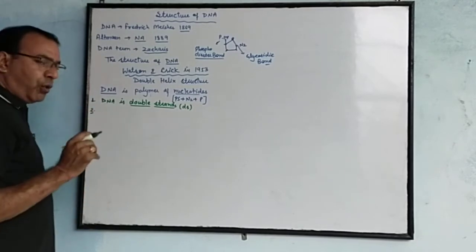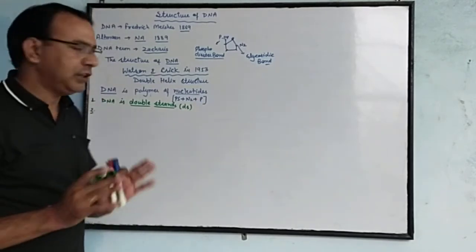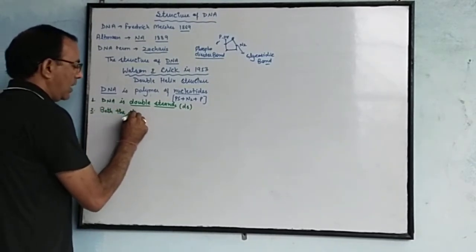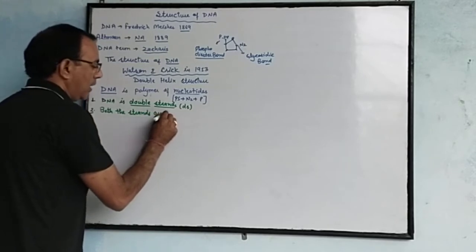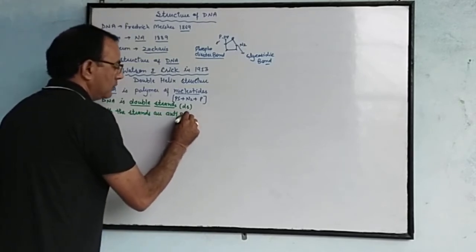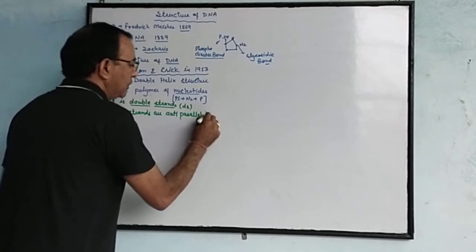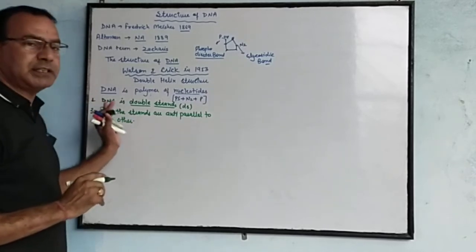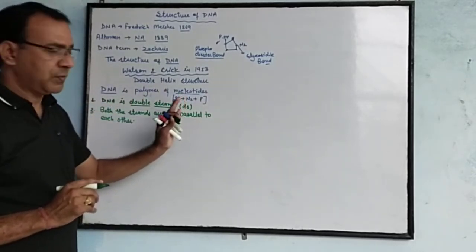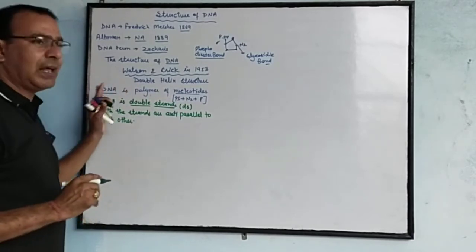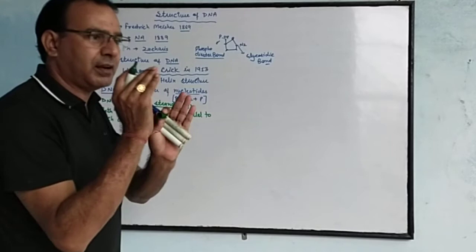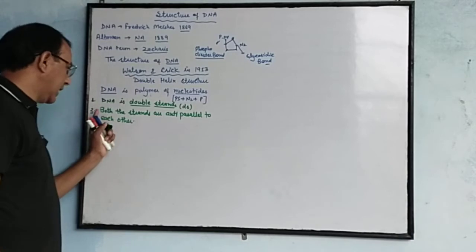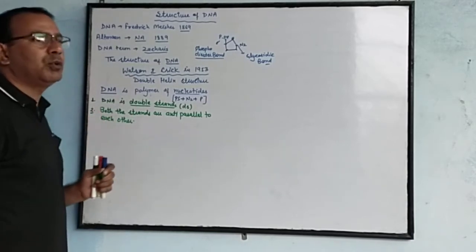Second one, both the strands are anti-parallel to each other. As we know, DNA is a polymer of nucleotides. Watson and Crick proposed the double helix structure, meaning a spiral stair. DNA contains double strands of nucleotides, and the second feature is that both strands are anti-parallel to each other.